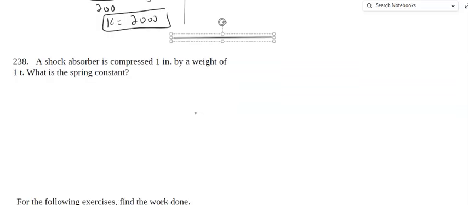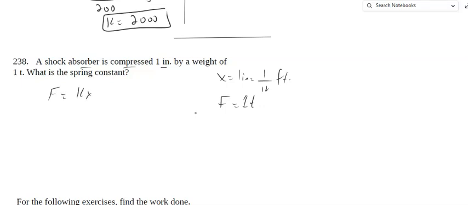Excuse me. A shock absorber is compressed 1 inch. So x is 1 inch, which is 1 over 12 of a foot, by a weight. The force is 1 ton. What is the spring constant? F equals kx. The force is 1 ton equals k times 1 over 12. So k is 12 tons per foot.